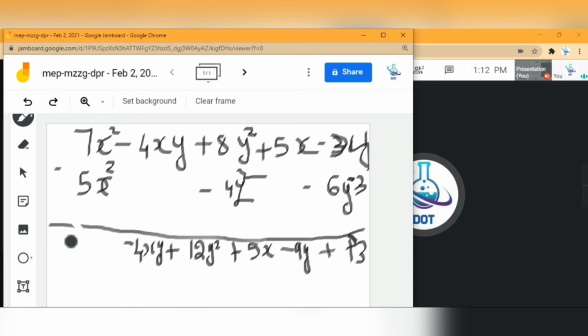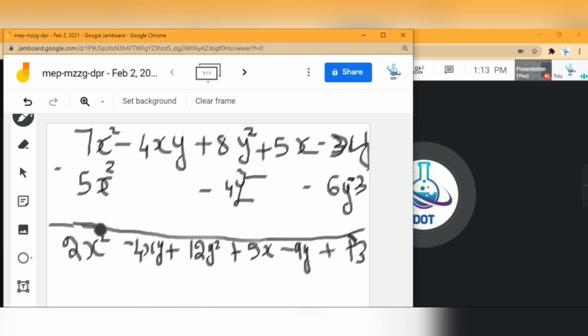That is 2x square. So the answer for this is 2x square minus 4xy plus 12y square plus 5x minus 9y plus 3. In this way we can add and subtract.